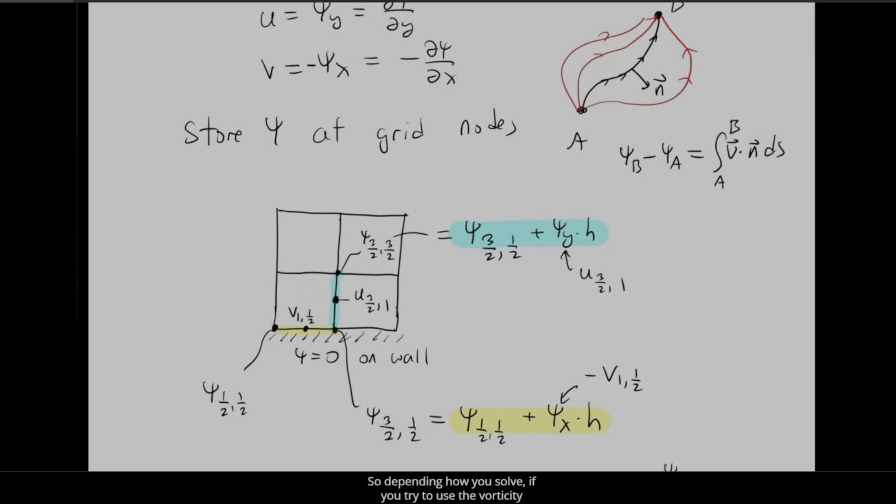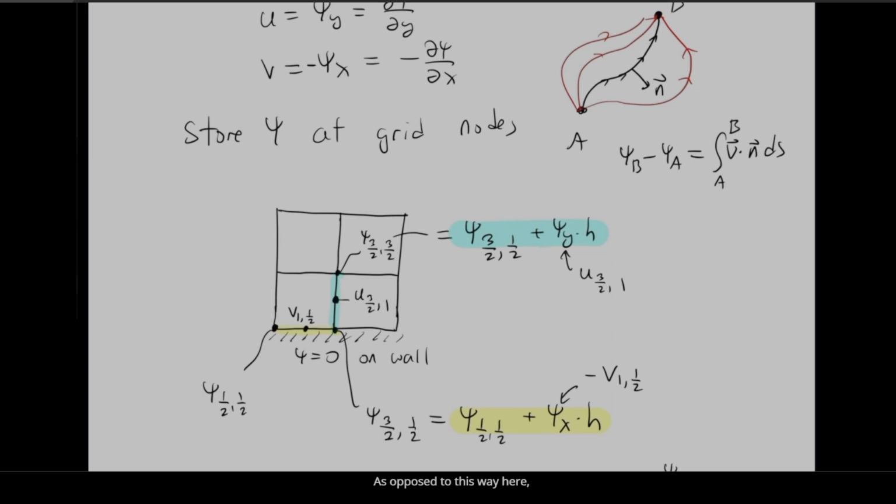So depending how you solve, if you try to use the vorticity stream function formulation, and depending how you calculate the vorticity, what stencil you use, you might not get exactly the same result. But most likely you'll get something that is the same, at least up to the discretization error. Like if you compared your 32 by 32 result to somebody else's, you might not get the same value. But as you converge to 64 by 64, it'll be closer.